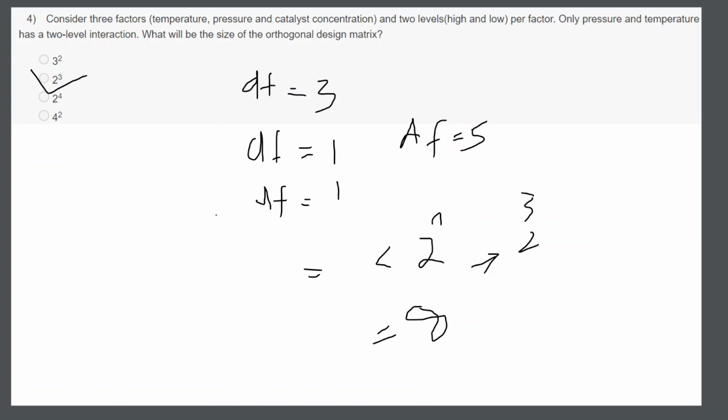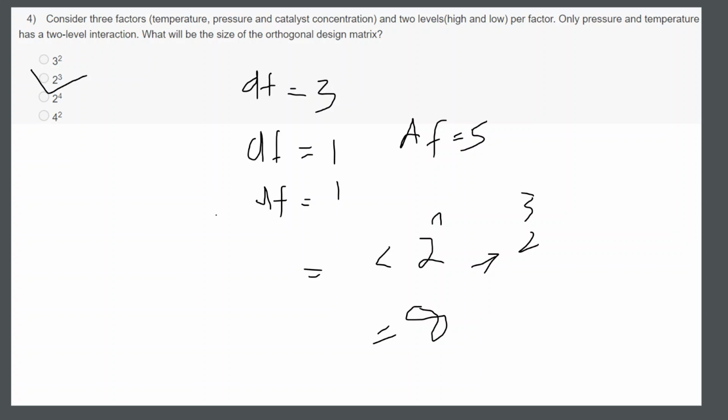In the fourth question, consider three factors: temperature, pressure, and catalyst concentration, and each factor has two levels. Only pressure and temperature have a two-level interaction. What will be the size of the orthogonal array? As per this, all three factors have two levels.